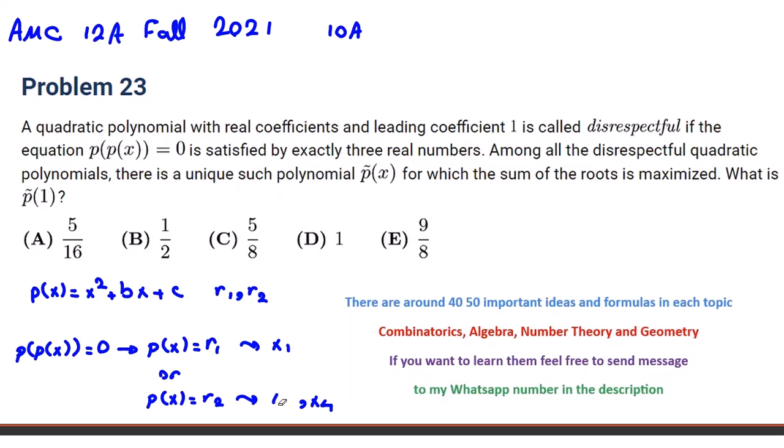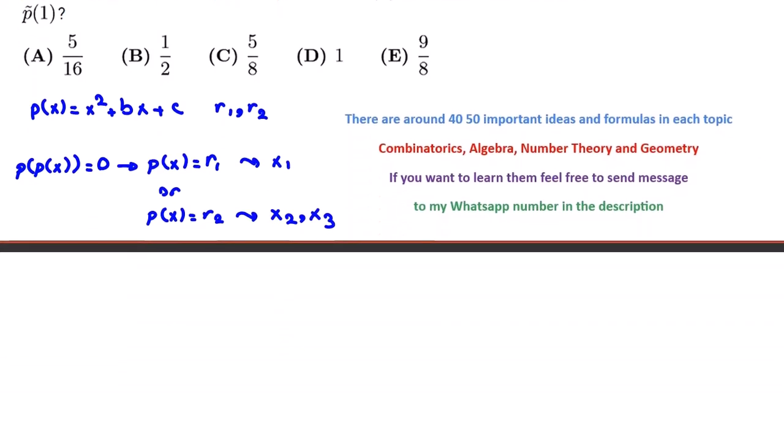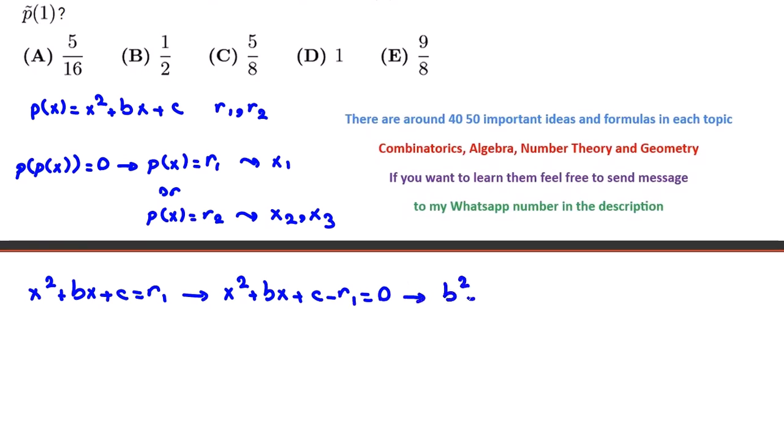Okay, so for example, we can call x1, and here x2, x3. And so without loss of generality, suppose first one has one. So when it has one root, I told you, it means that by the ideas I told you, the discriminant of this is 0. So x squared plus bx plus c equals r1. So it will be x squared plus bx plus c minus r1. The discriminant here is what? B squared minus 4 times c minus r1. We know this one is 0.